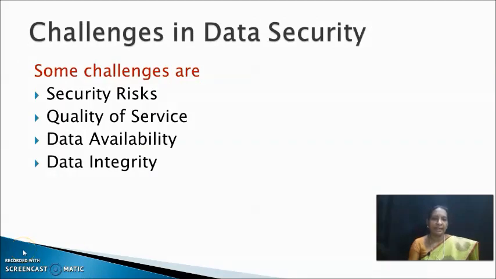Now, let's see the challenges in data security. First one is security risks. Second one is quality of service. Third one is data availability. And the fourth one is data integrity. First, let's see what is security risks.